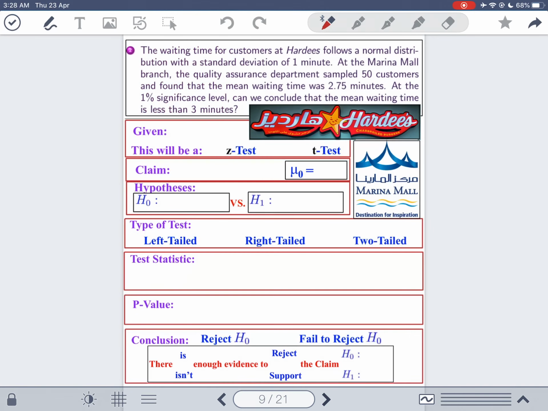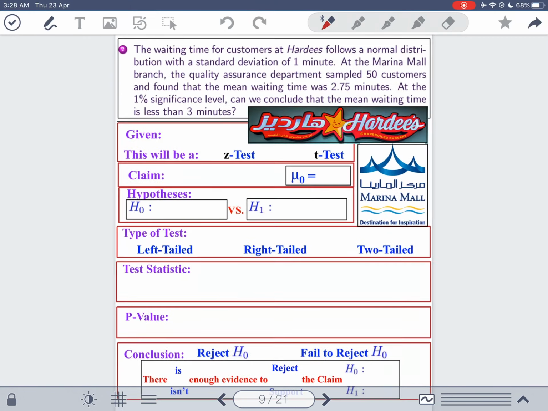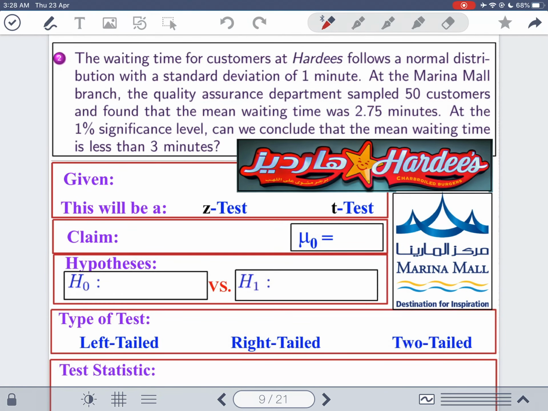Good. And now we will start by solving the first question that we chose, problem number 2 in the exercises. Okay, let's read it together. The waiting time for customers at Hardee's follows a normal distribution. So waiting time, this is our random variable. You can say the waiting time for customers at Hardee's will be your random variable. It follows a normal distribution with a standard deviation of 1 minute. Since this is a general statement, you didn't take a sample to get it. This means that what they are giving us is the population standard deviation, sigma, which is 1 minute.